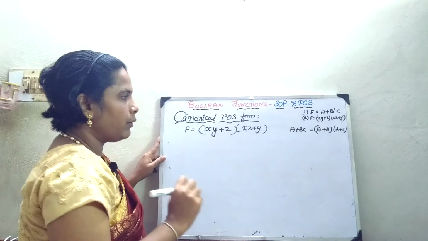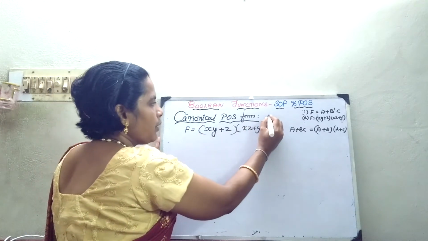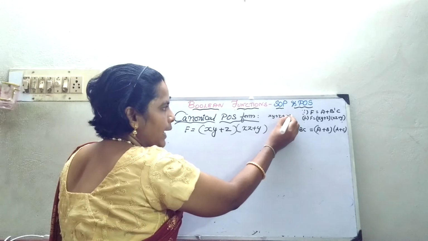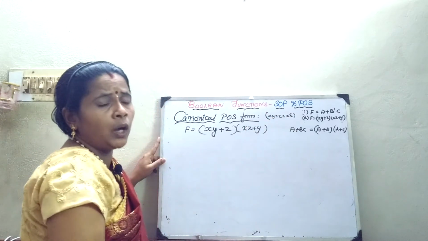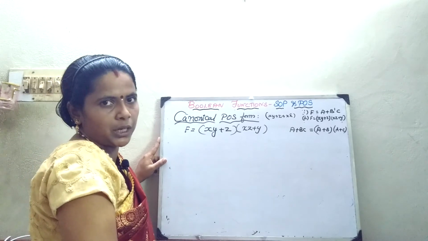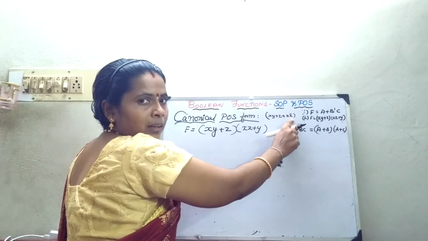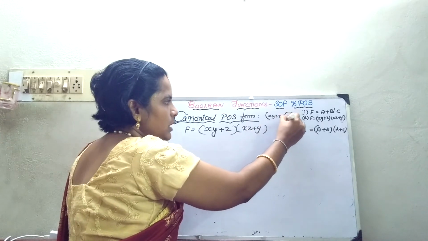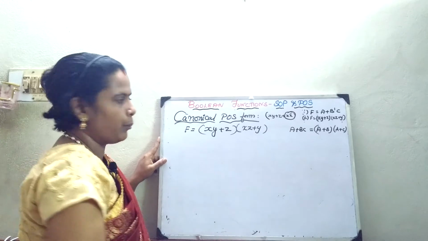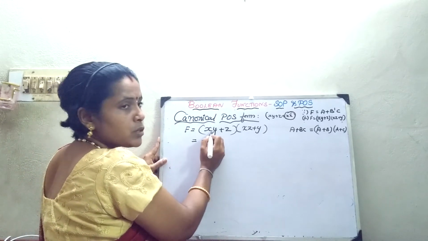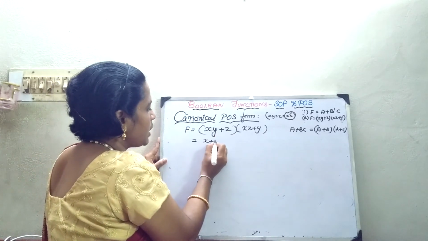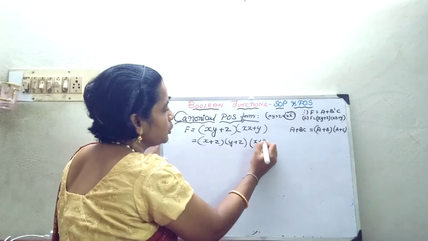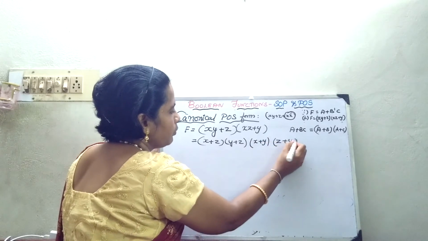Now here, suppose I am going to have xy plus z, and suppose I add x x bar, it is not going to alter my expression, because x into x bar is 0. So this is the term which I am going to include here. Now first you expand the equation. So how will I write? It is x plus z into y plus z. Then similarly here it is x plus y into z plus y.